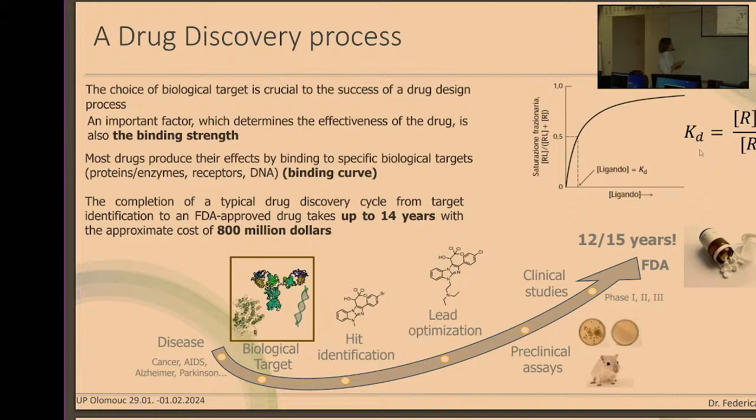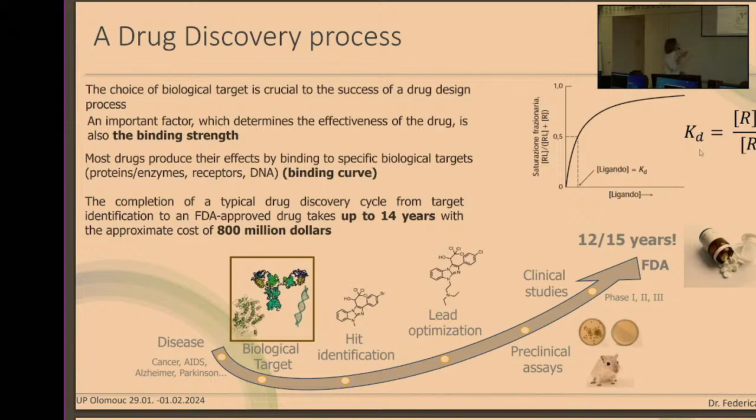This is basically because, given a biological target, once we have a biological target, then we can screen a lot of molecules, or we can design a lot of molecules that have strong interaction with the target. And then we can define the binding strength of the ligand, which determines the effectiveness of the drug.